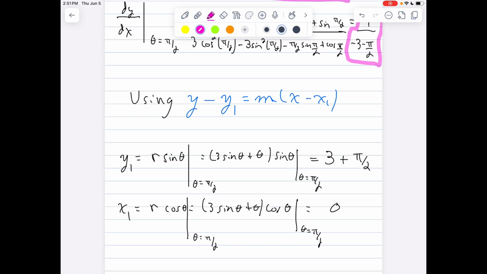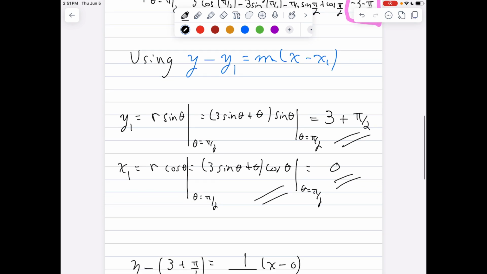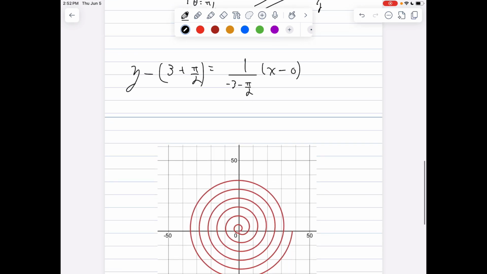Whenever you're finding equations of tangent lines with polar, the thing you have to remember is that y is equal to r sine theta, and x is equal to r cosine theta. So if I want my y1, I'm going to be plugging theta equals pi over 2 into r sine theta. Replace the r with 3 sine theta plus theta times sine theta, and if you plug in pi over 2, you get 3 plus pi over 2. If you plug in pi over 2 into 3 sine theta plus theta times cosine theta, you get a 0 out of the whole thing. Then you would just plug those things in, and this is your equation here at the end.